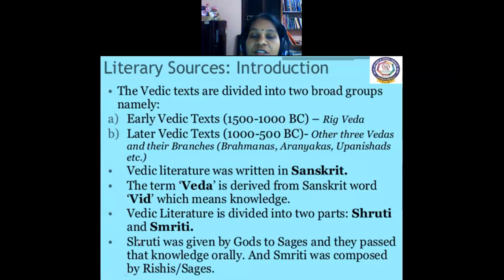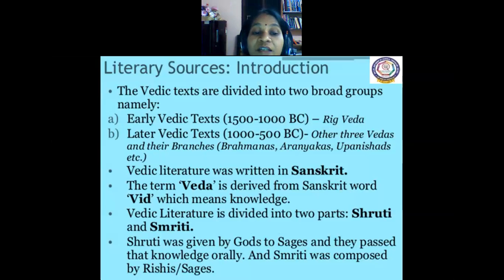First, let's see about a literary source. The Vedic texts are divided into two broad groups. Literary means which is received in the written form, which describes the nature of the society in ancient time. Sources means the knowledge implements such as a letter, a book, reports, all the sources. That is only the literary source. A written book is a literary source.